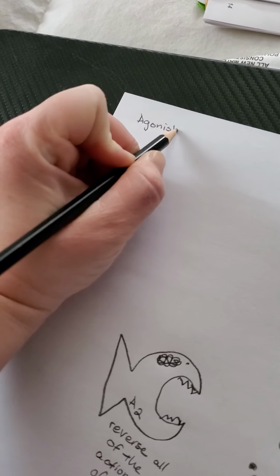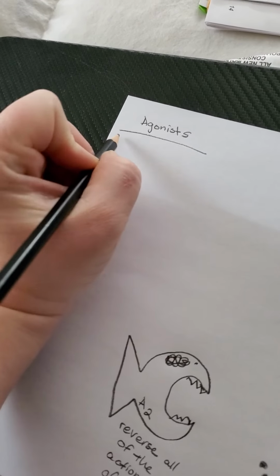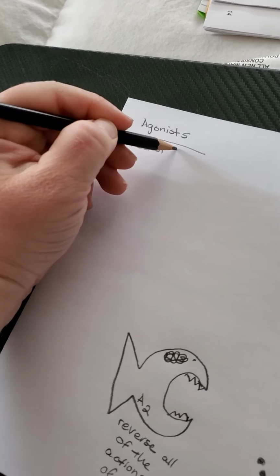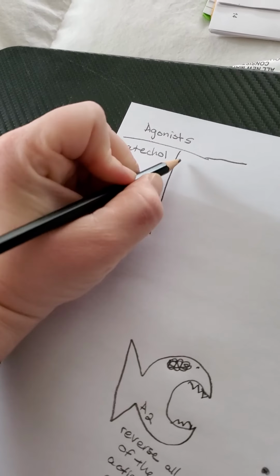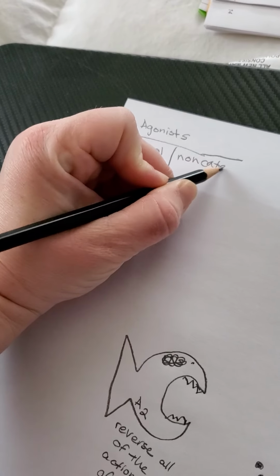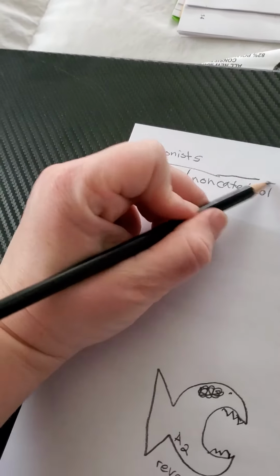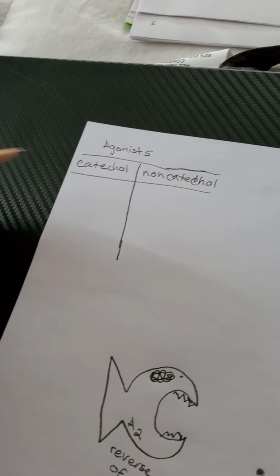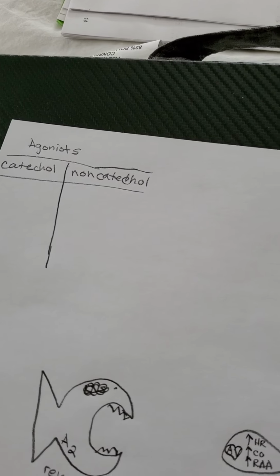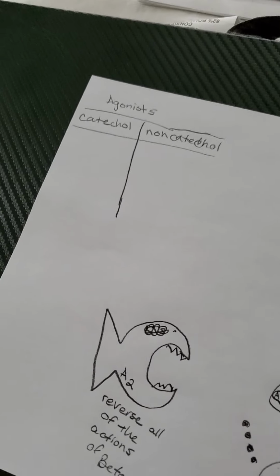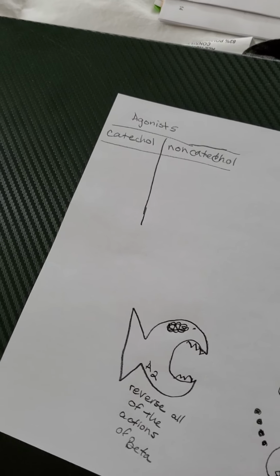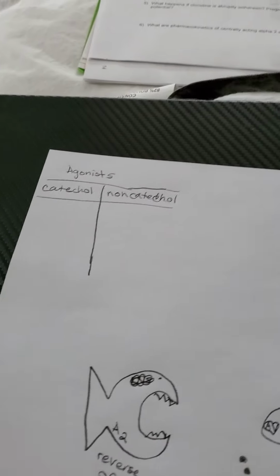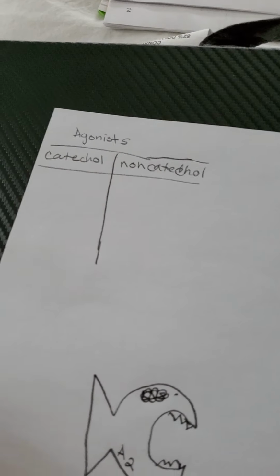I start writing agonist. We have our catecholamines. We have non-catecholamines. So I started and I just made them sound good. This is from page, there's a table in your pharm book on page 150 that I just turned into something that was easier to look at.